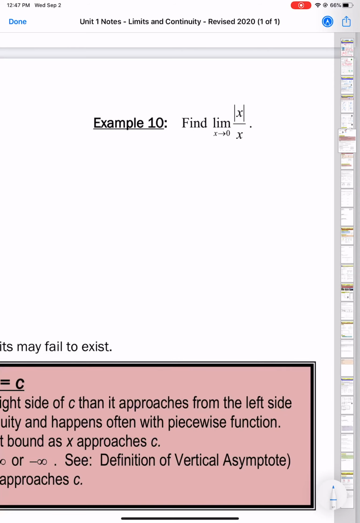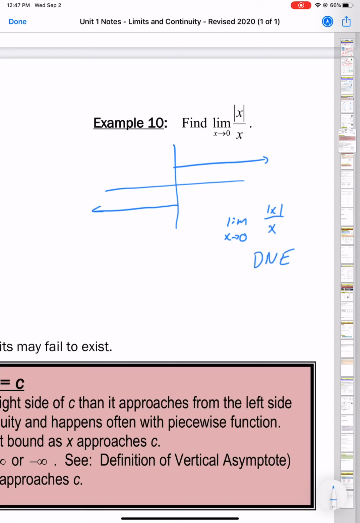So on the graph, it looked like to the right of 0, it was at 1, to the left, it was at -1. So we would say the limit as x approaches 0 of the absolute value of x over x, DNE, does not exist, because those are not approaching the same value.